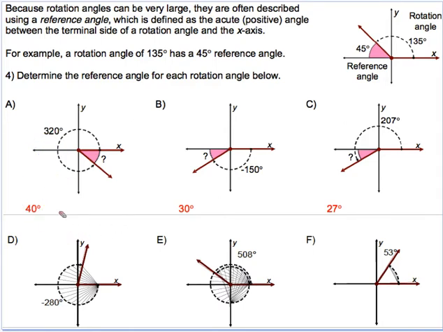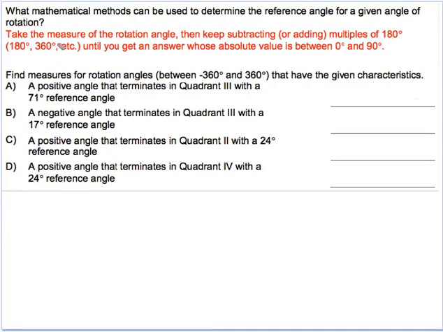So the shortcut, or the easy way to remember how to find your reference angle, is to take measurements of your rotation angle and subtract or add multiples of 180 until you get a positive angle that is between 0 and 90 degrees. Sometimes you will add 360, sometimes you'll subtract 360, it doesn't matter what the angle is.